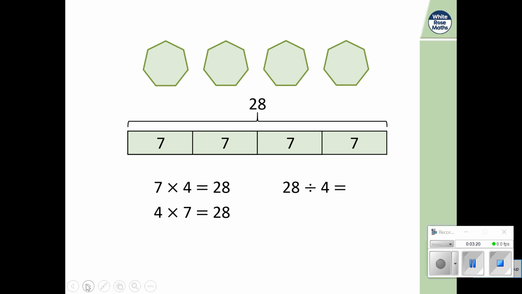Let's use our related division facts. 28 divided by 4. So if I had a bar of 28 and I divided it into 4 equal groups, I would have 7 in each group, or 28 divided by 7. If I wanted to know how many groups of 7 I could fit into 28, the answer is 1, 2, 3, 4. There you go.